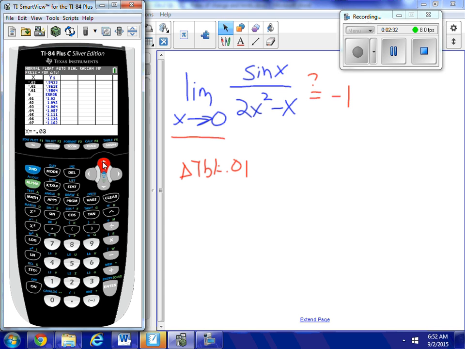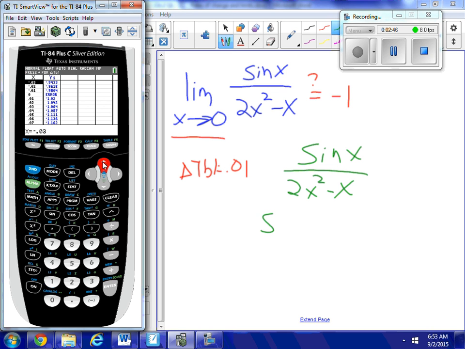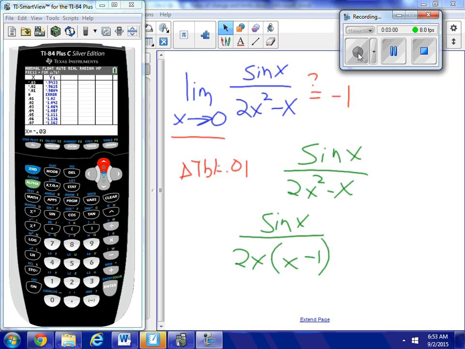Now, can I prove that algebraically? Well, I'm going to take my function, sine x divided by 2x squared minus x, and I'm going to mess around with it a little bit. I'm going to call it sine x divided by 2x times x minus 1. No, that's wrong. I can't factor out a 2. It's sine x divided by x times 2x minus 1. That looks a little bit better to me.